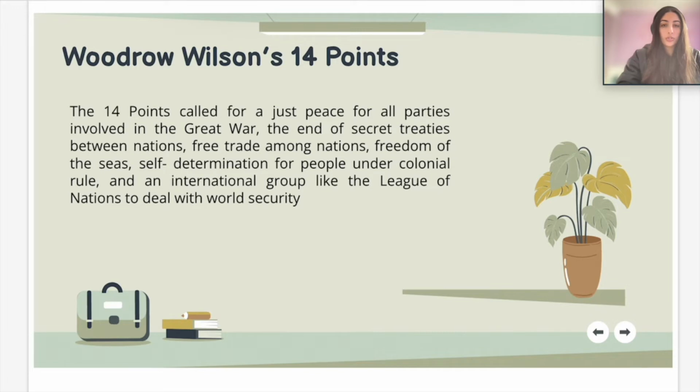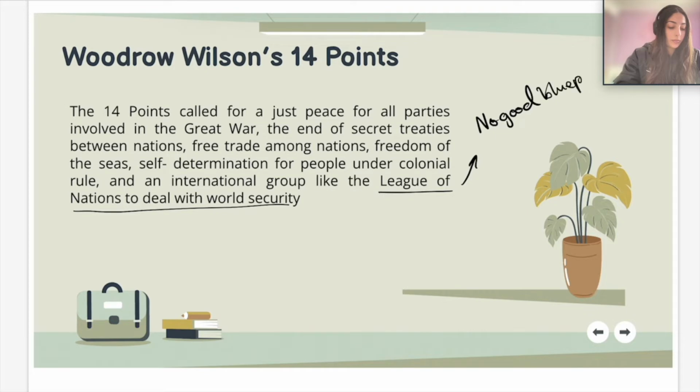So now moving on to Woodrow Wilson's 14 points. The 14 points called for a just peace for all parties involved in the Great War, the end of secret treaties between nations, free trade among nations, freedom of the seas, self-determination for people under colonial rule, and an international group like the League of Nations to deal with world security. Now, we'll look into this much, much later, but there wasn't a very good blueprint for how the League would play out.